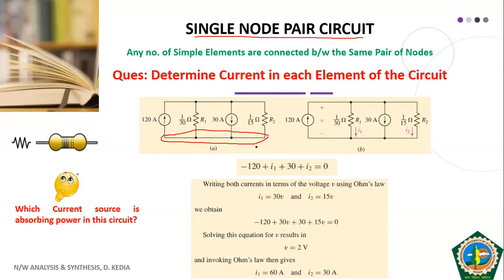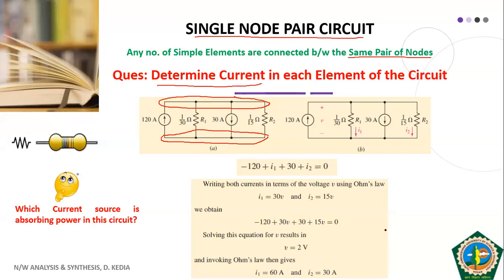This is one node, I told you in the previous class also. This is another node. These 4 simple elements are connected between the same pair of nodes, so that's why we call these circuits single node pair circuits. What we have to do is determine the current in each element of this circuit. Straight away we can obtain the solution for this circuit.